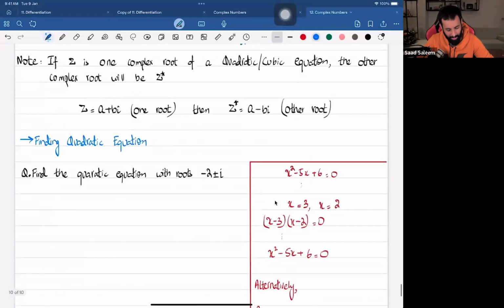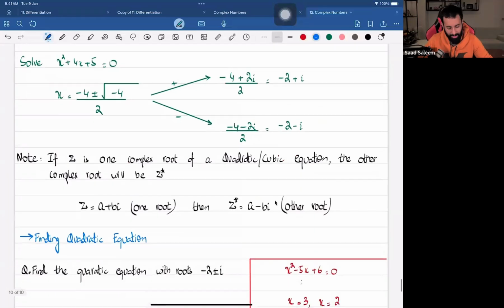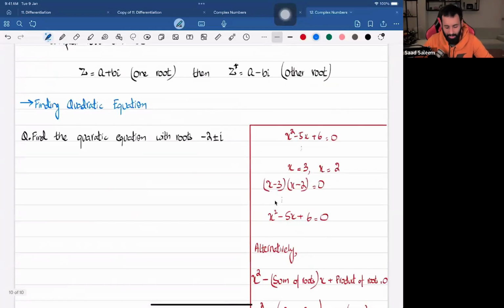The reason why I've already written what the quadratic equation is, is so that we can check whether our answer is correct or not. So we have to go back to the quadratic equation, which has complex roots 2 plus minus iota. So here's method 1.